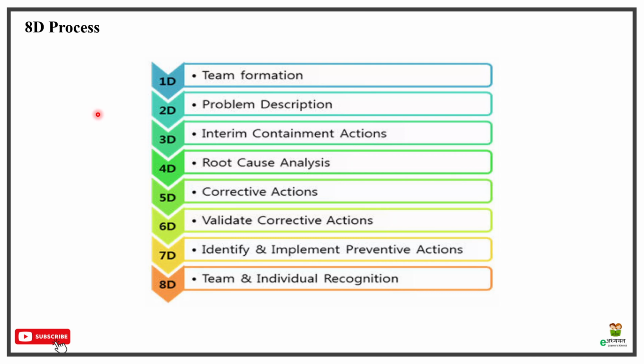So the 8D process involves 8 different steps. 1D is the first step, and if you see, there are 8 different steps here. So the first step is team formation. We will see them one by one.